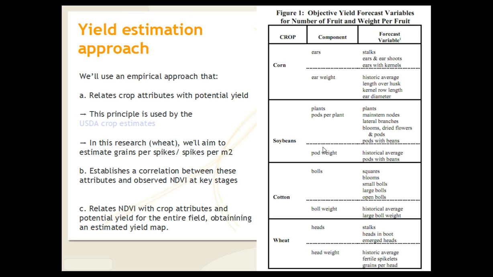So they identify in corn what would be the aspects that determine yield variables. On soybeans, the same. In cotton and wheat, we're going to be using something very similar. They mentioned fertile spikelets and grains per head. In our case, we'll be using grains per spikes and spikes per square meter. So in essence, they're the same.